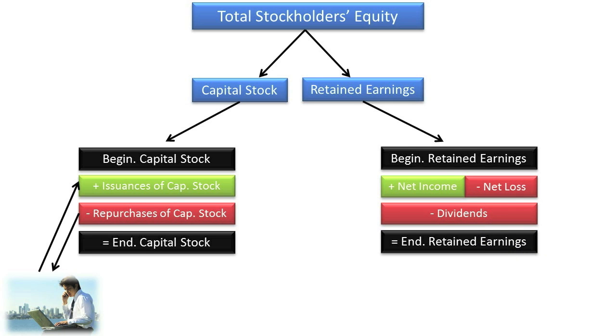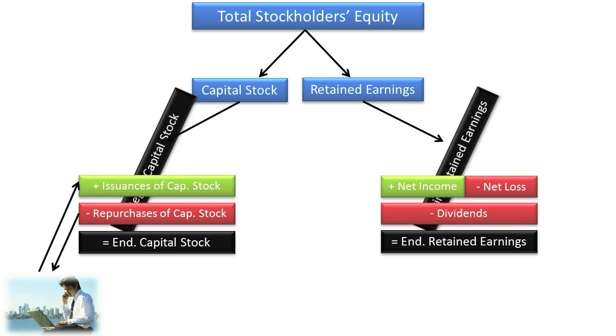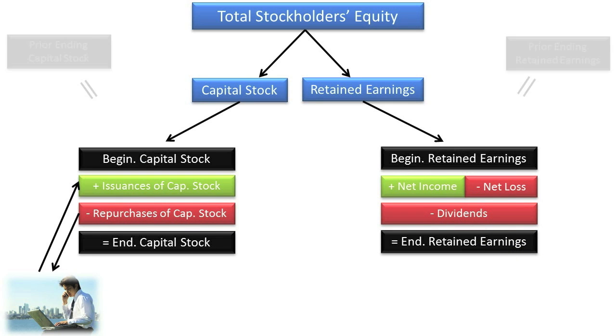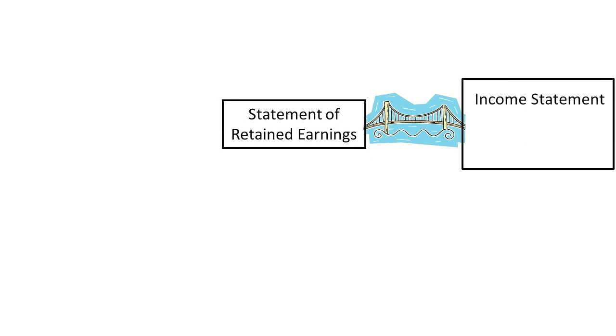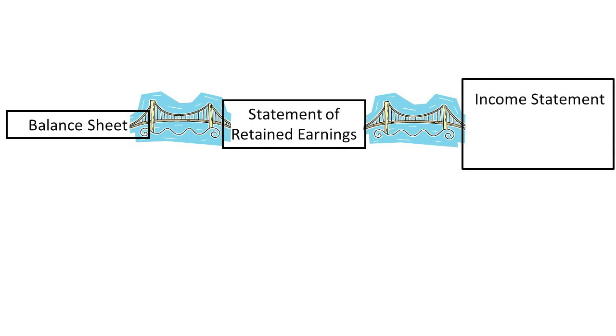You should note that the beginning capital stock and retained earnings balances come from their ending balances from the prior accounting period, because whatever you end with in one accounting period, you will start with in the next accounting period. The statement of retained earnings acts as a bridge between the income statement and the balance sheet. Accountants refer to this bridging process between the financial statements as articulation.